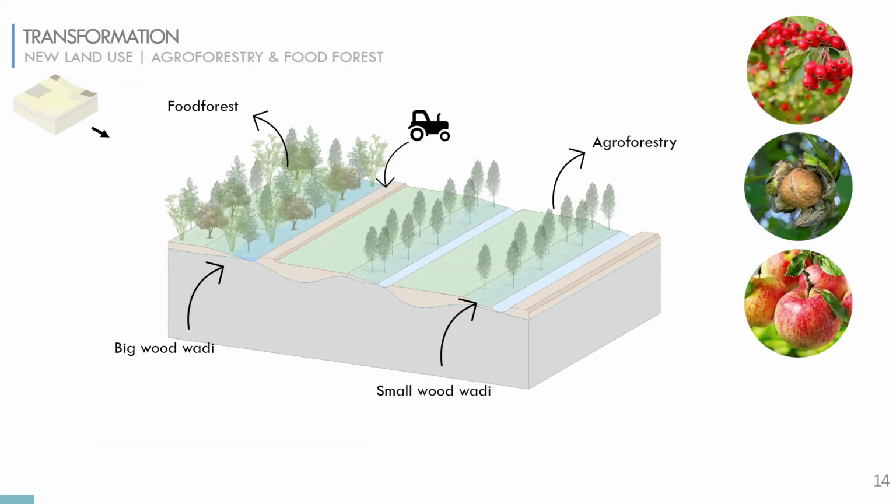The agroforestry and food forest will allow the water to infiltrate more into the higher areas. We use wood banks to infiltrate more. Also, a food forest will restore the soil and there is a lot of food production in it. This can be berries, fruits or nuts.